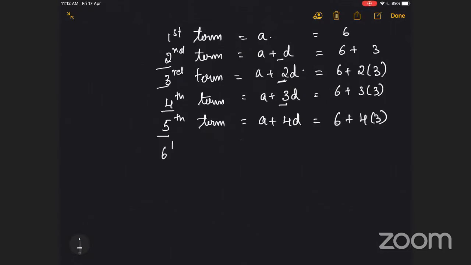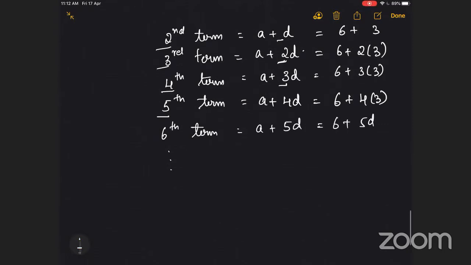So for the sixth term, I hope now it is a bit more clear. That is a plus 5d. That is 6 plus 5d. So on. So for the nth term, we are finding out a common term to give a whole idea about this particular progression.